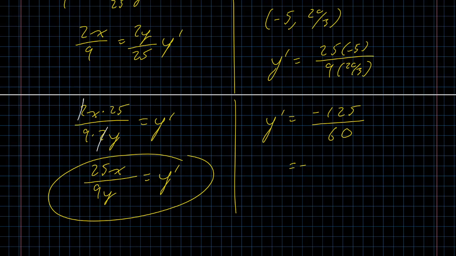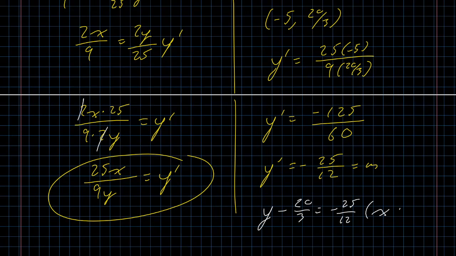I guess we can try to reduce this fraction. They're both divisible by 5, giving me -25 over 12. I don't think it's going to reduce any further, so there is our slope, -25 over 12. Then from that, y minus the y coordinate we care about is equal to our slope times x minus the x coordinate we care about.